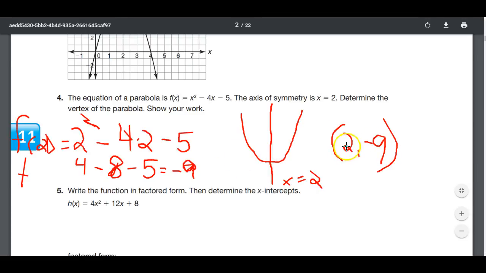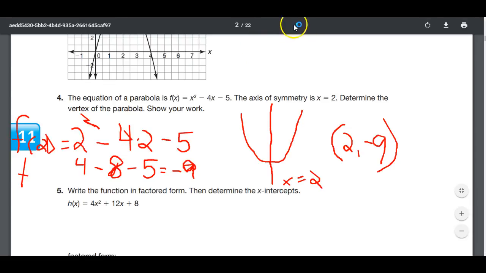Okay, there we have it. (2, -9) would be the vertex right here. See how I figured it out? Line of symmetry is x equals 2. I know the vertex goes through it, so I put 2 into the function here and just evaluate it. 2 squared, 4, minus 2 times 4 is 8. It's negative 4. Take away 5, negative 9.